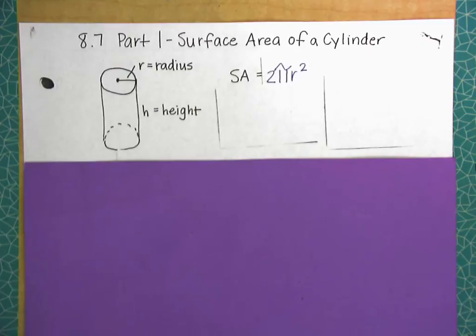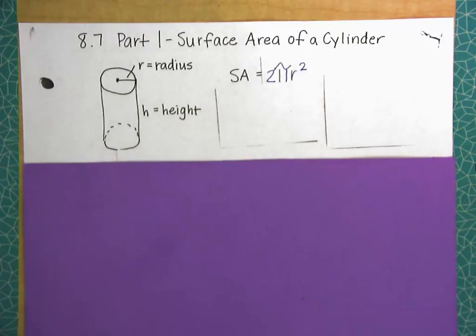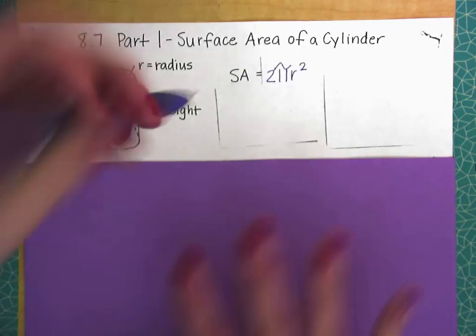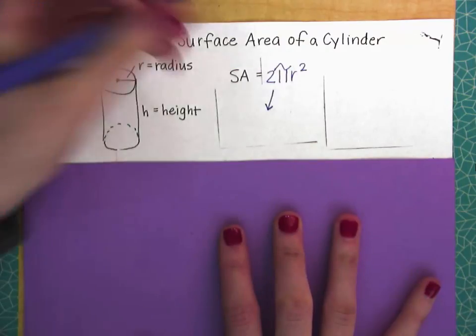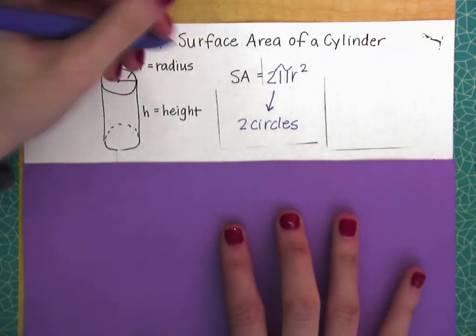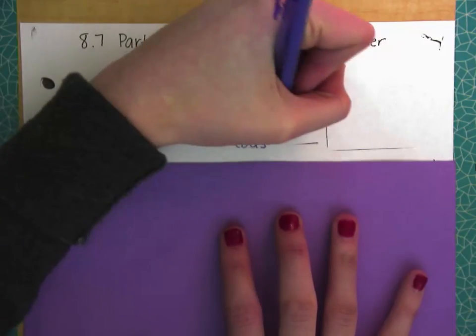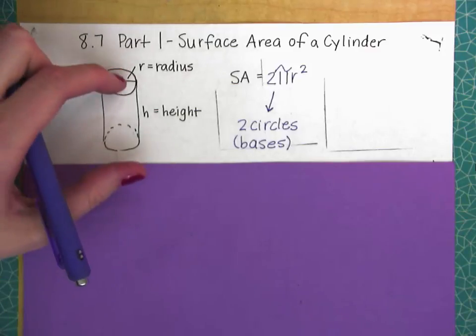Yeah. So why would we need to know how to find the area of a circle if we're looking at a cylinder, Sebastian? 2 circles. Yeah, it's basically going to tell us how to find the top and the bottom. Exactly. So we've got two circles, one on the top and one on the bottom. And that will tell us the area of those two circles, or the bases. So that tells us how to find the top and the bottom.